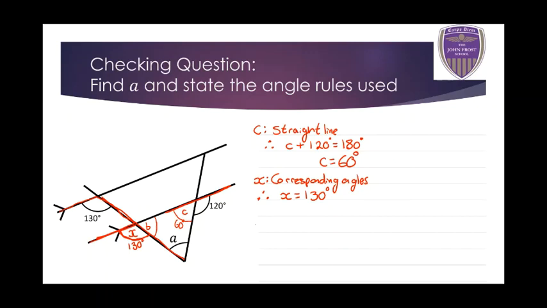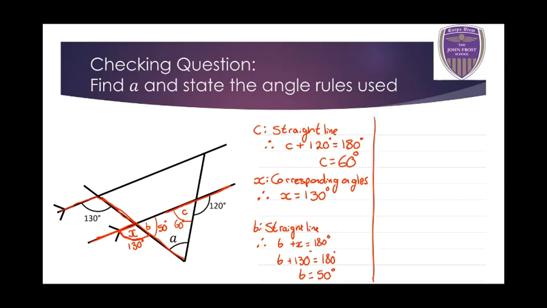Now for angle B, we can use straight lines again. So straight lines. Therefore, B plus X equals 180 degrees. We know that X is 130, so B plus 130 equals 180. So that means that B is 50 degrees. Okay, so now we've done all this.